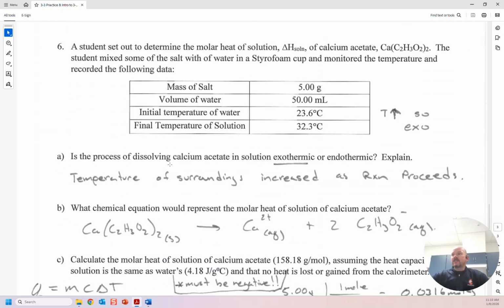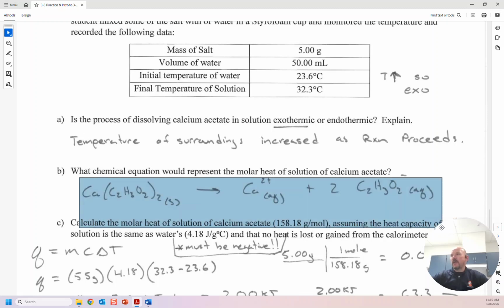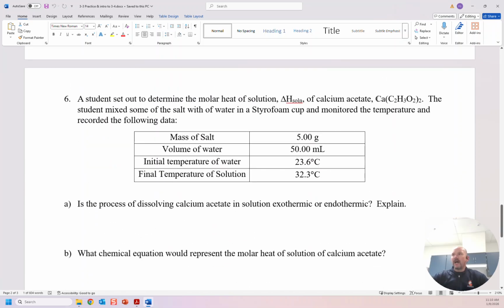All right. In the next question, another calorimetry situation. But here we're using calorimetry to figure out the delta H of this dissolving process. Okay. So we're dissolving calcium. I'll go back to the actual question. We're dissolving calcium acetate, okay, in water.